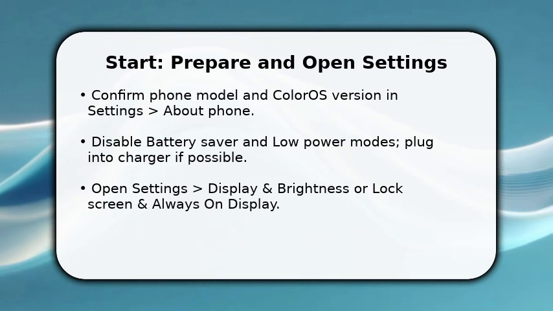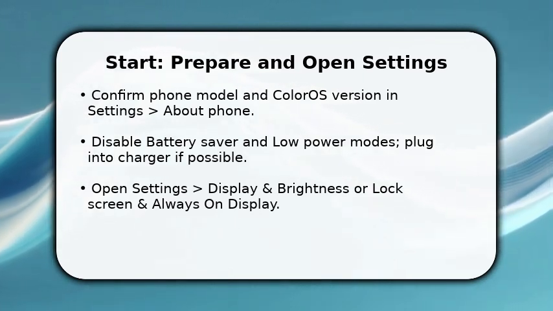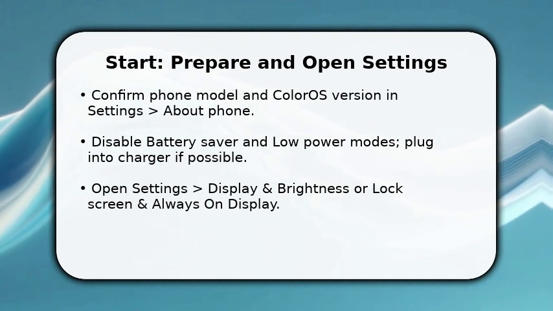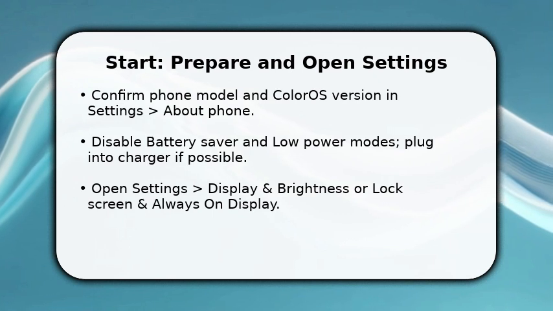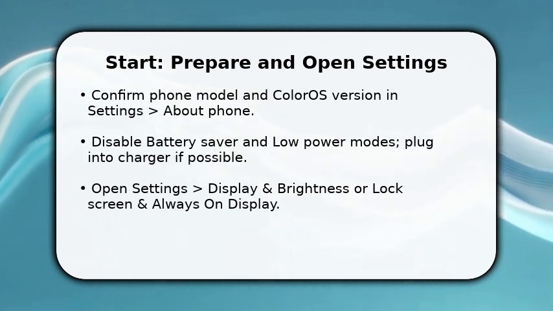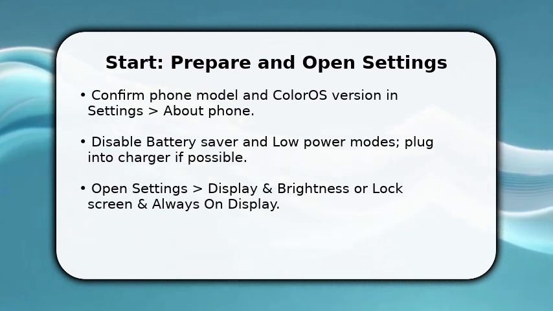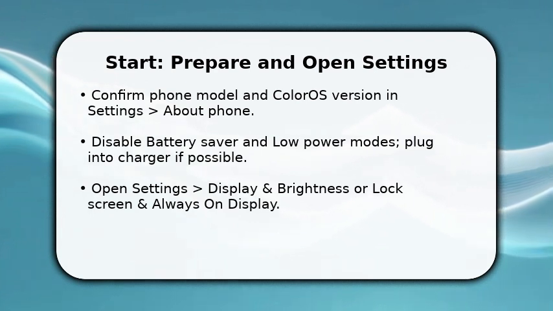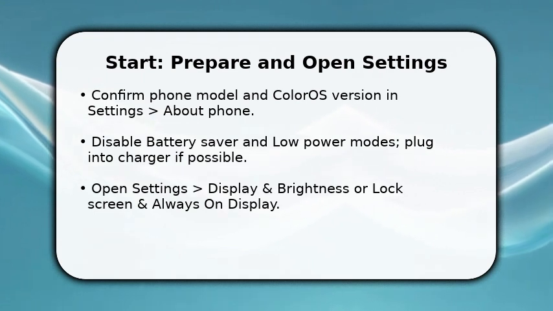You're starting immediately. Check your Oppo model and ColorOS version in About Phone so options match. Once done, turn off battery saver and any low-power profiles because they throttle always-on display brightness. Next, plug the phone into power if available to avoid adaptive limits, and open Settings, then go straight to Display and Brightness or Lock Screen and Always-On Display to access the AOD controls.